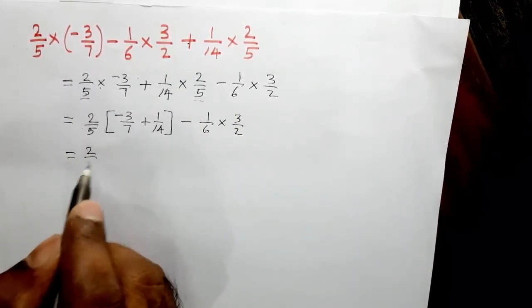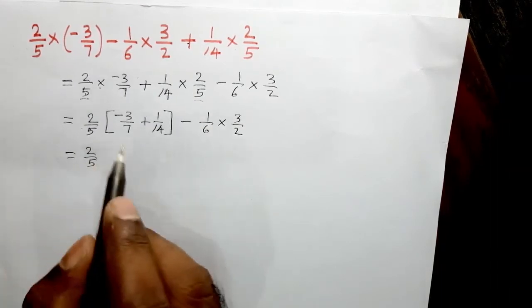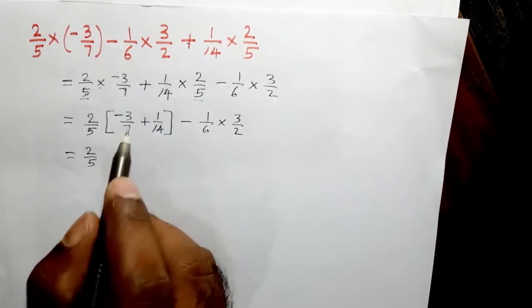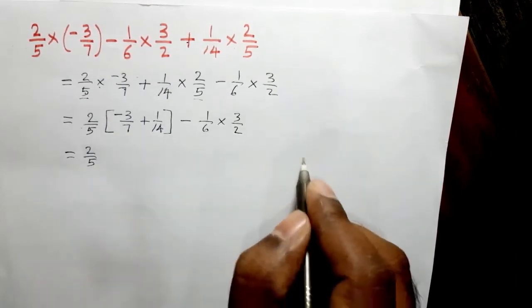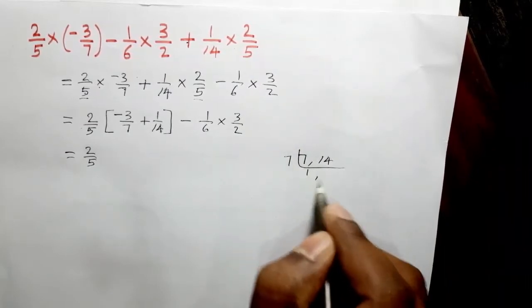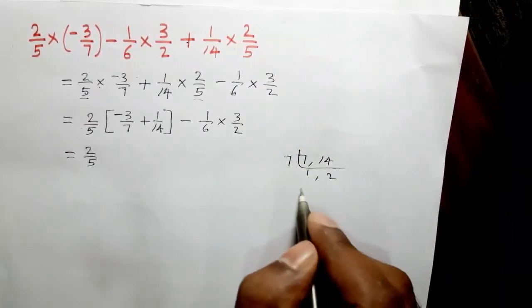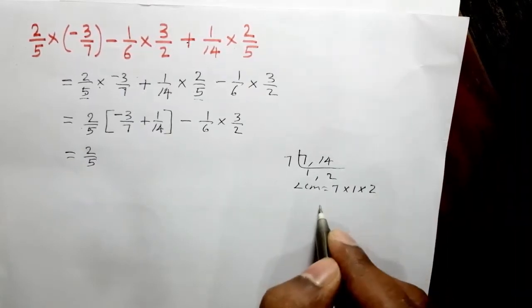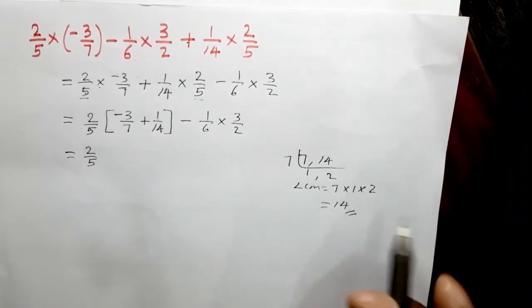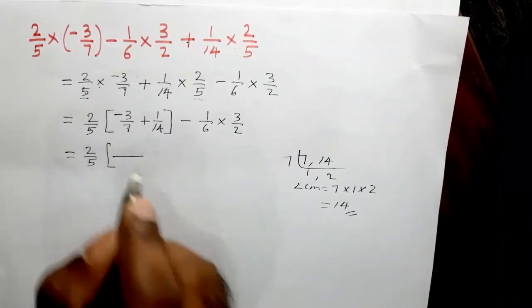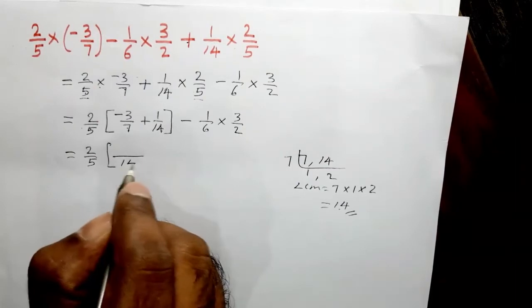We get 2 by 5. As we know, if there is a bracket, first we have to do the operation inside the bracket. Here 7, here 14. So we know the LCM: here 1 time, here 2 times. So multiplying all, we get LCM equal to 7 into 1 into 2, which is equal to 14. So we change this 7 into 14. So we get a common denominator. LCM will be the common denominator.